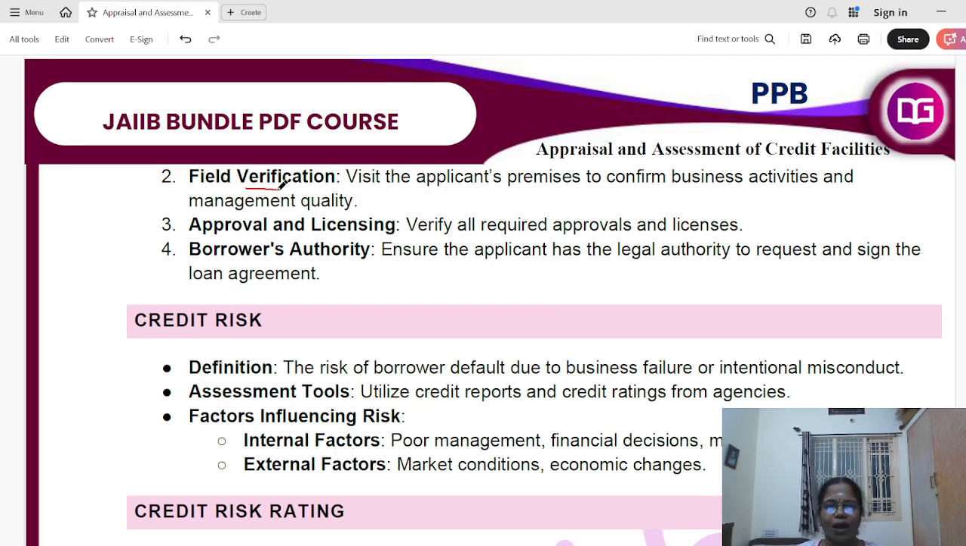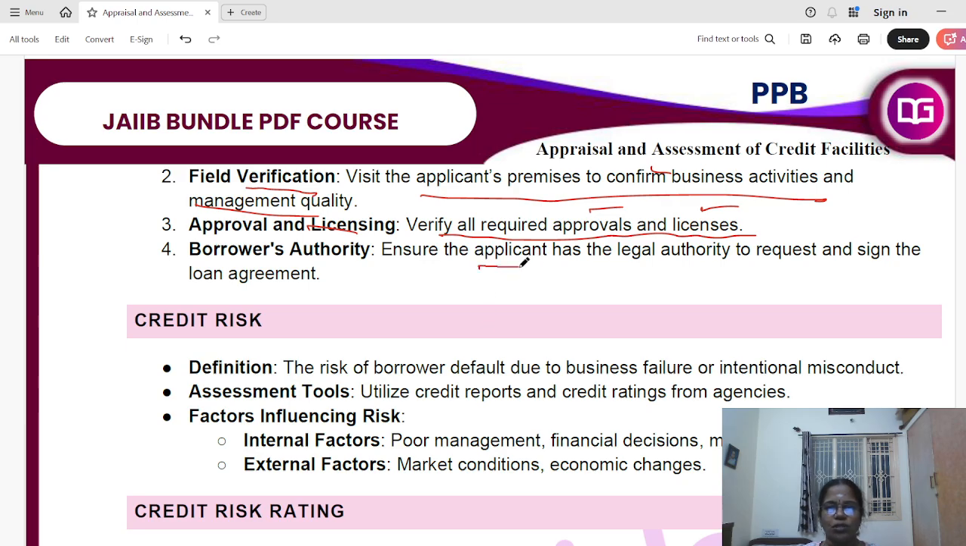Then they have to personally visit the applicant's premises to confirm the business activities and management quality. They have to visit the applicant's business to confirm it. The applicant would have stated in the application, "I am doing this business," so whether they are doing that business or not, what the viability of the business is, and what the management quality of that particular business is, has to be verified. Then approvals and licensing: verify all required approvals and licenses. They have to verify all approvals as well as the license, whether they have taken a license for their business.